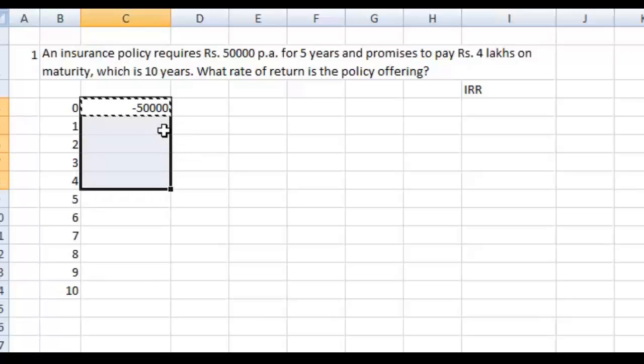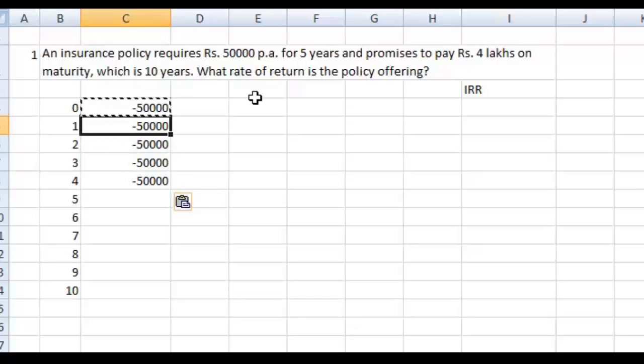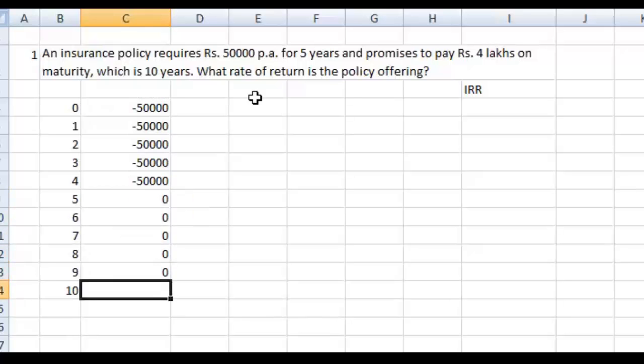and this amount is also put at beginning of year 2, beginning of year 3, beginning of year 4 and beginning of year 5. So beginning of year 1, 2, 3, 4 and 5, which is represented by 0 to 4 on our Excel sheet. And after that nothing really happens in next few years, so we will put a 0 over there. We can't leave them blank, we need to put this 0. So we put 0 in the columns where no cash flows are happening, and lastly rupees 4 lakh comes in, so there will be a positive value.